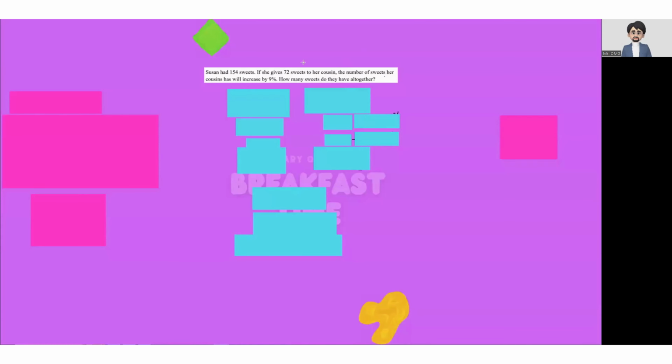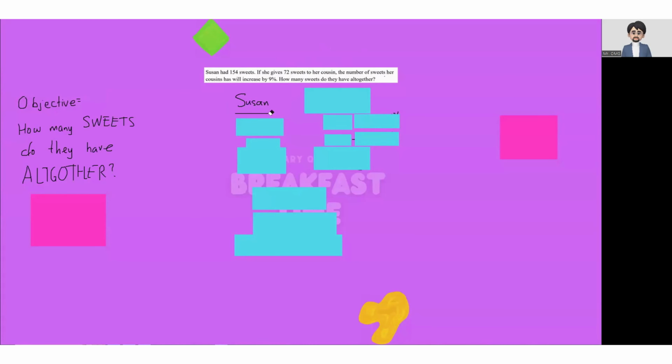Primary questions. Susan had 154 sweets. And the objective is how many sweets do they have altogether? So the objective is to find how many sweets they have altogether. Susan had 154 sweets, while her cousin, we don't know how many. If she gives 72, so this is minus 72 and plus 72, and we don't know how many the cousin has.